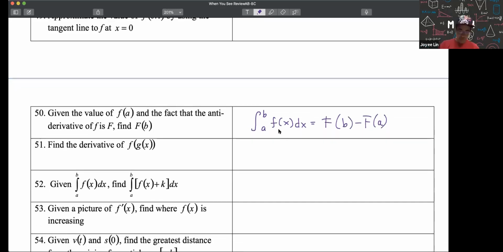51 is the chain rule, right? Chain rule: f prime of g of x times g prime of x. I have a feeling this might show up on the test too, because it's harder to do it when it's abstract like this.